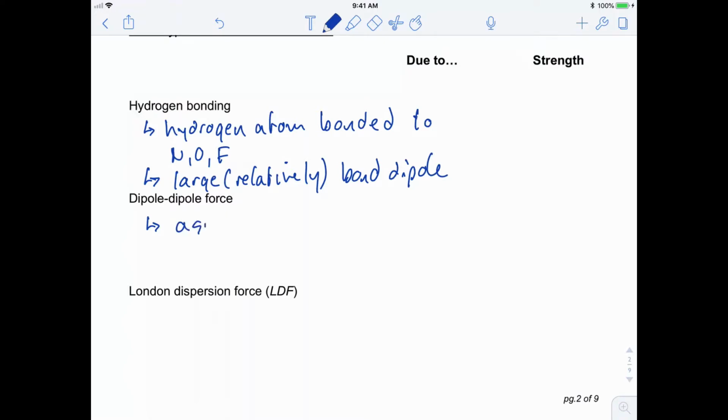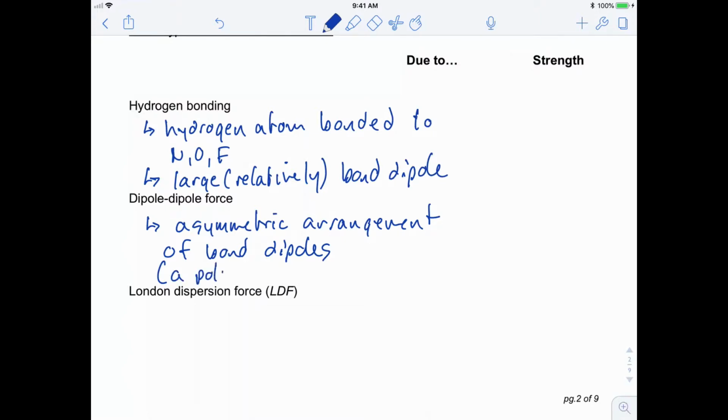A dipole-dipole force, on the other hand, is due to the asymmetrical arrangement of bond dipoles, so these polar bonds, but this would not include any polar bonds that are made up of hydrogen bonded to nitrogen, oxygen, or fluorine. If you have that situation, those are hydrogen bonds. But if you don't have that, they are just considered dipole-dipole forces.